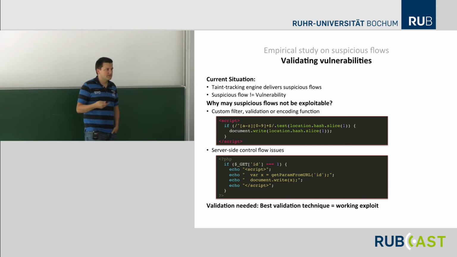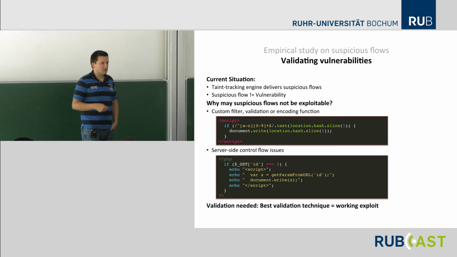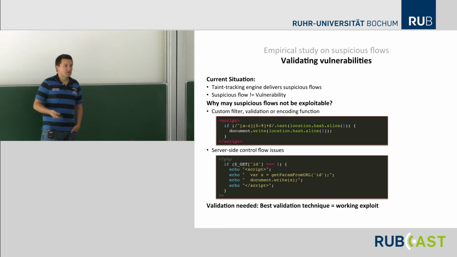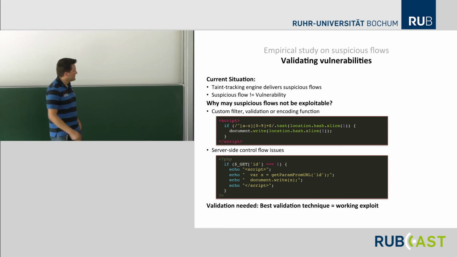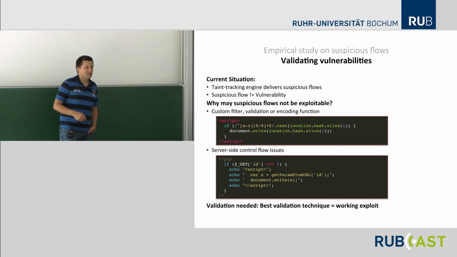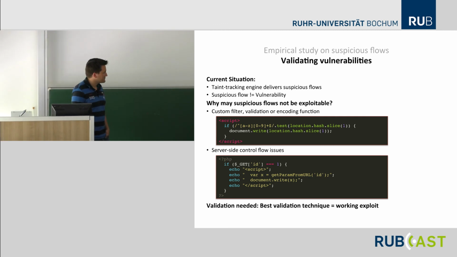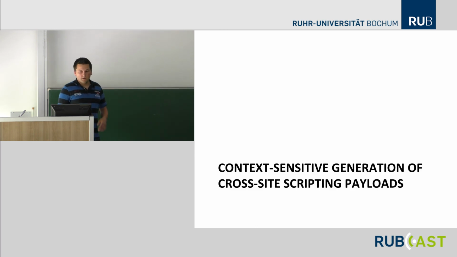So we need some means of generating or validating things. And when we did this, we saw, what is the best validation for vulnerability? We should have an exploit for this. If we can exploit a flow and open an alert window, then the flow is clearly vulnerable. So we thought, well, we need something that exploits a flow. We need an exploit generator.